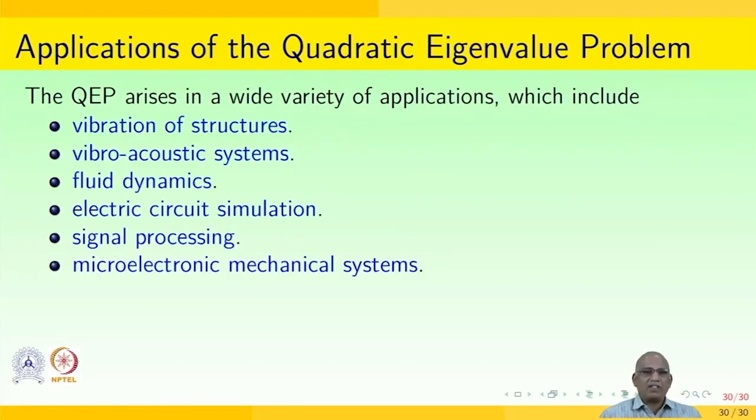There are many more applications of this quadratic eigenvalue problem. The quadratic eigenvalue problem arises in a variety of applications, which include vibration of structures, that is vibroacoustic systems, fluid dynamics, electrical circuit simulations, signal processing, microelectronics and mechanisms, and many more applications.